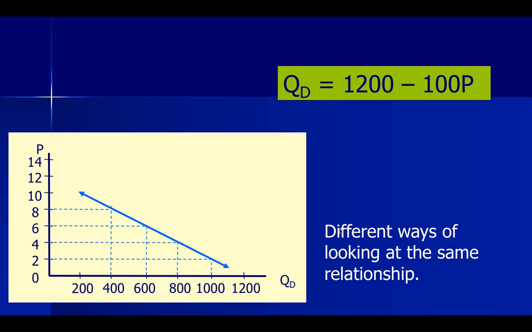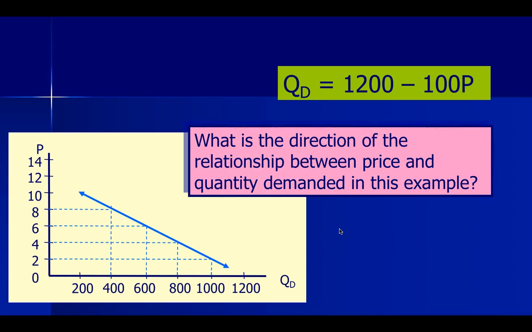Here's a question for you. What's the direction of this relationship? That is, is it positive or negative, direct or indirect, between price and quantity demanded?